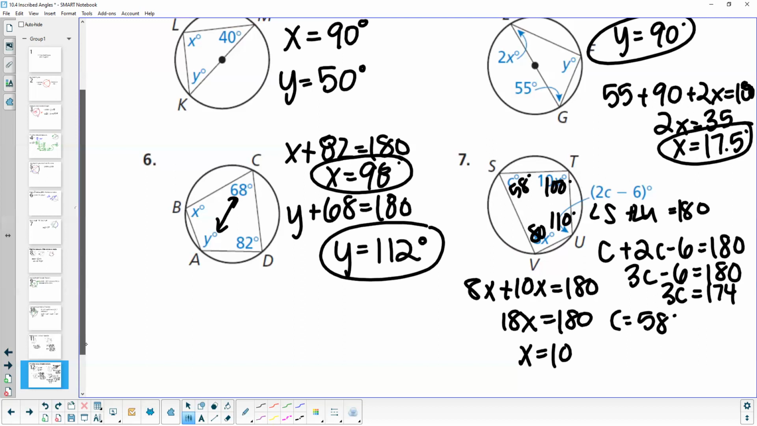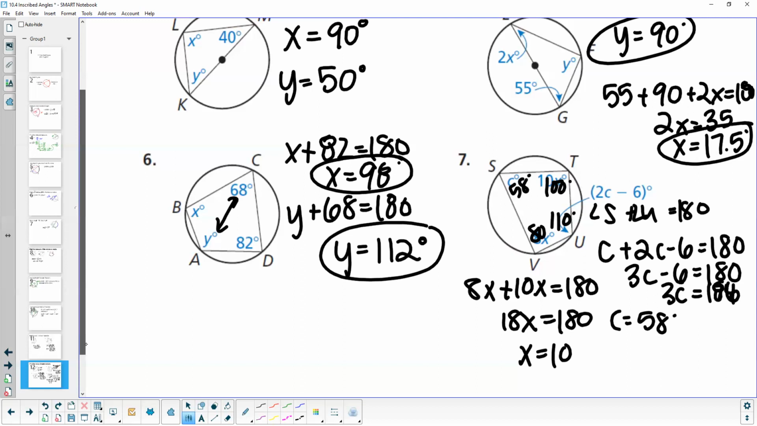And I feel like there was a calculation done wrong there. 58 times 2 minus 6. Wait a second. Do you see where I'm getting stuck? 100 plus 80 plus 110 plus 58 is only 348. So somewhere in here we are missing 12 degrees. Where are those 12 degrees going? Oh, we subtracted this. This should be an 86. Oof, sorry about that mistake there.